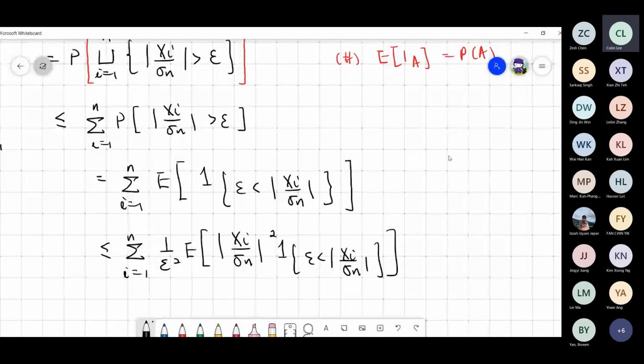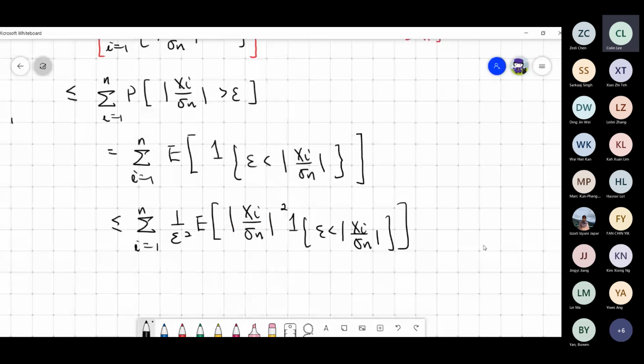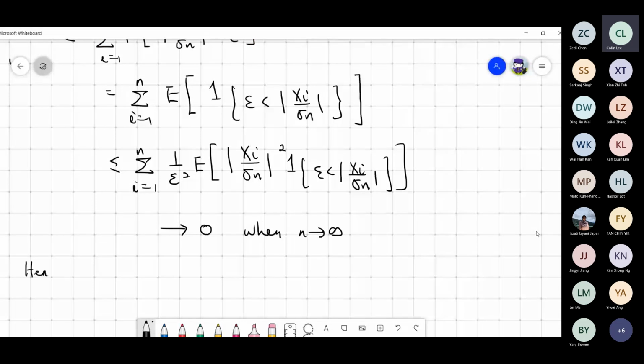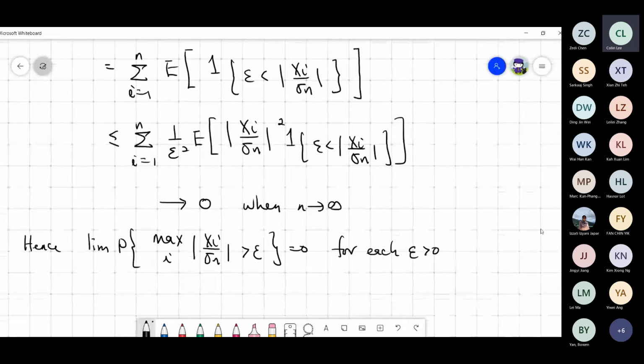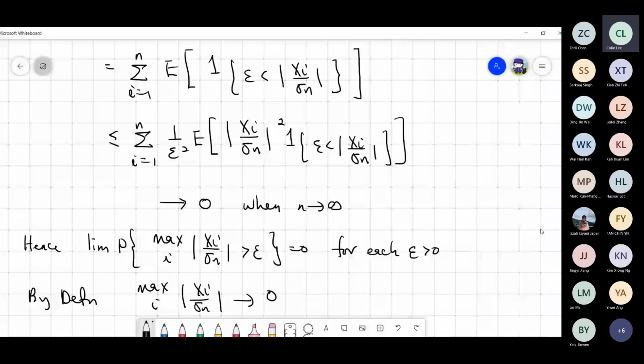And again, by our hypothesis up here, we assume this is equal to 0. So that's why when n goes to infinity, this will be 0. So from the definitions, we can see that, hence, we have the limit of P of the maximum over i of xi sigma n greater than epsilon is equal to 0, for each positive epsilon. Then by the definition of convergence in distributions, these things will converge to 0 in probability.